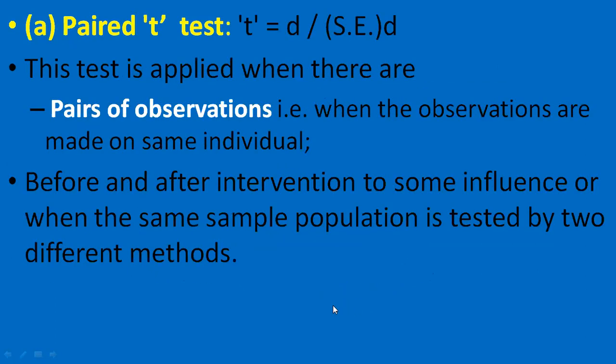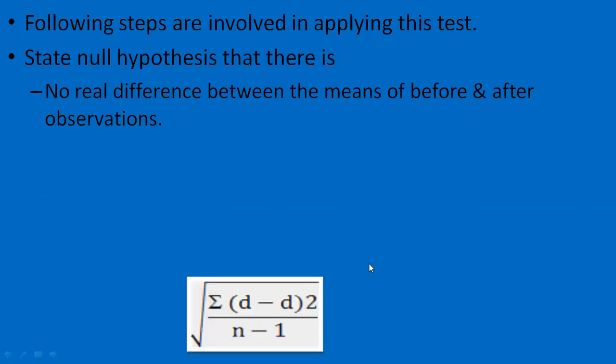So coming to the paired t-test, again you will find here the D. The D indicates the difference between the means before and after intervention. SE indicates the standard error of the difference between means. This test is applied when there are pairs of observations, when the observations are made on the same individual or same sample before and after intervention or some influence, or when tested by two different methods. So like this, we go for the application of the paired t-test on the same sample before and after intervention.